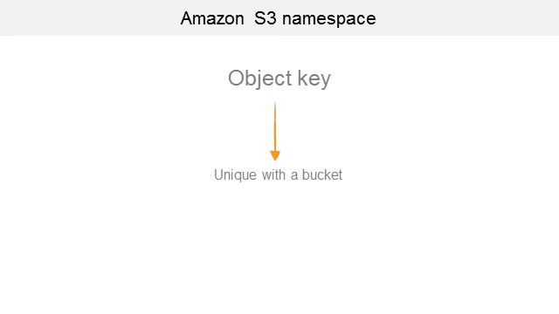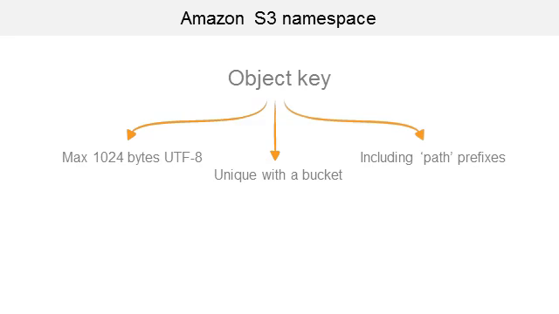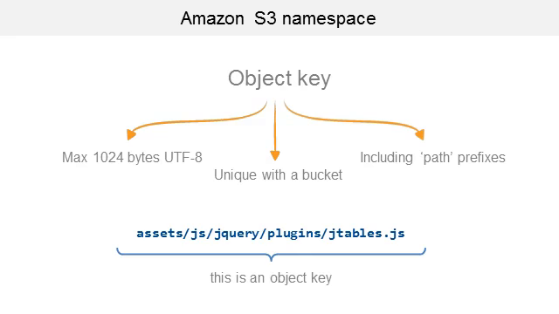Object keys themselves are 1,024 byte long UTF-8 encoded strings, and they include path prefixes. The reason that path is in quotes there is because they're not really paths. It's not a folder hierarchy in the sense that you would have a folder or directory hierarchy on a file system. The prefixes are just part of the key name. The slashes are part of the string, and the folder or hierarchy names are also part of the key name. So it's a mechanism for achieving partitioning, and it's also obviously a convenient naming convention that most developers and users are familiar with to organize objects into that kind of hierarchy.